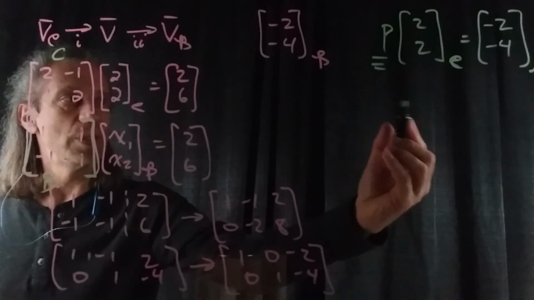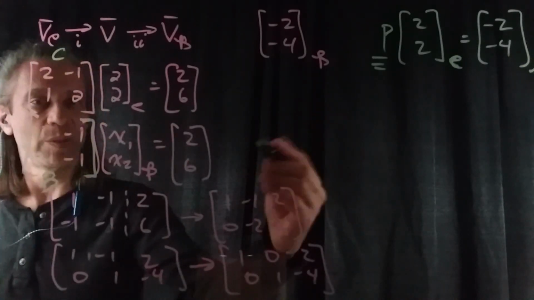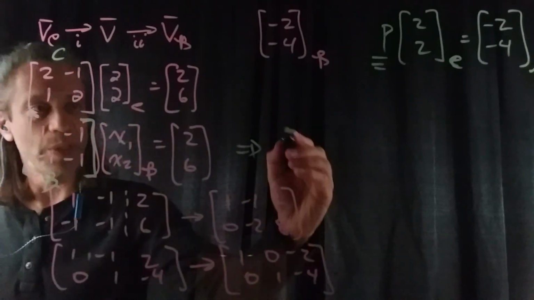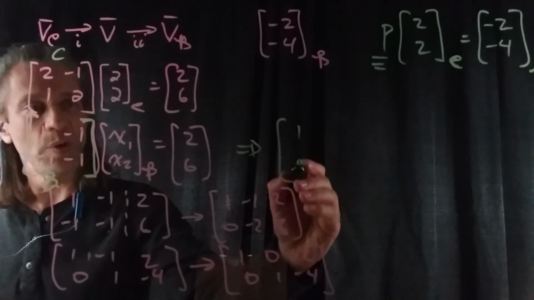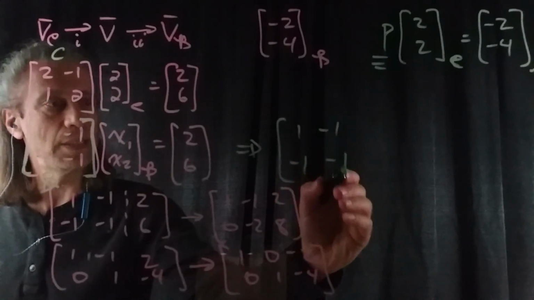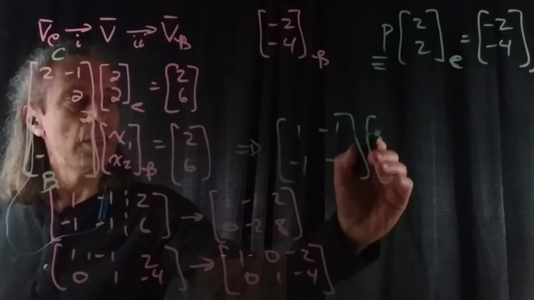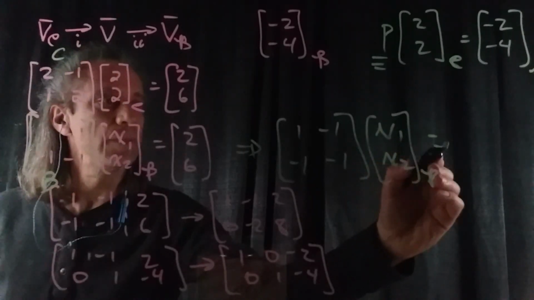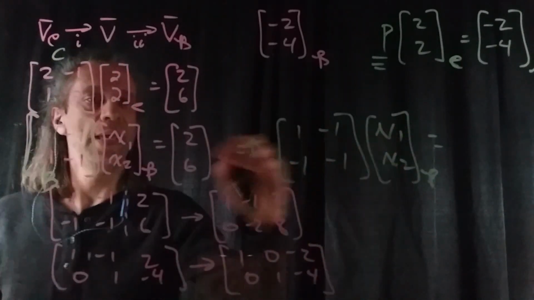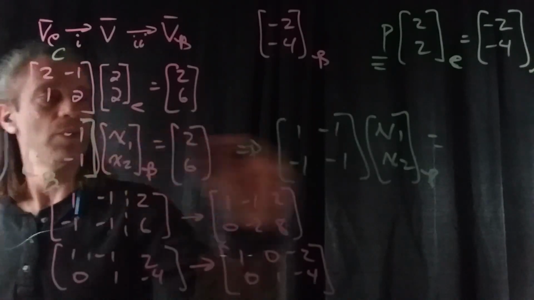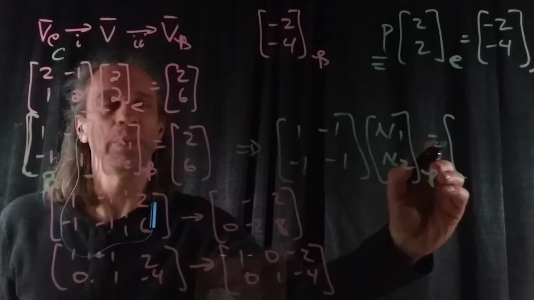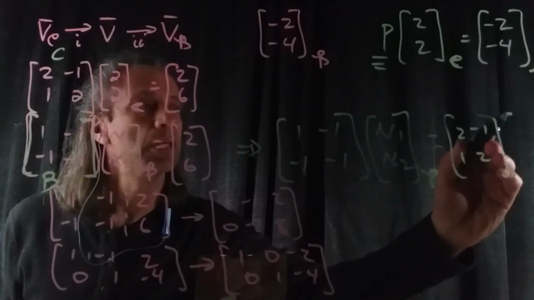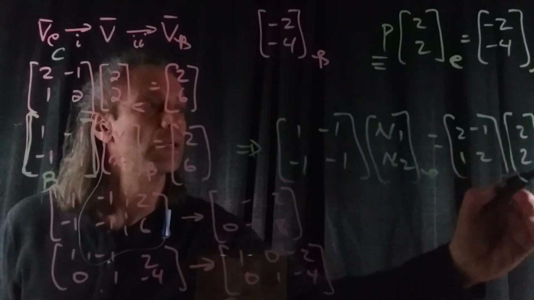So in other words, if we write this equation a little bit differently, let's pretend we didn't do the multiplication yet. Here's what we have. We have 1, -1, -1, -1, x1, x2, B equals, and then instead of 2, 6, let's write this. What did we have before we multiplied? We had 2, -1, 1, 2, and then 2, 2.